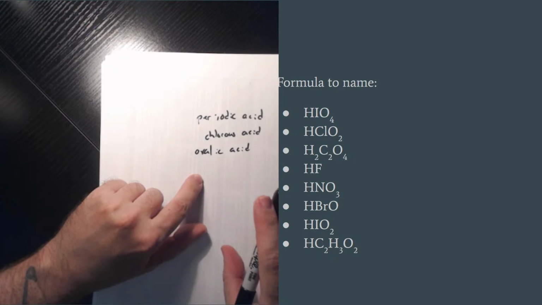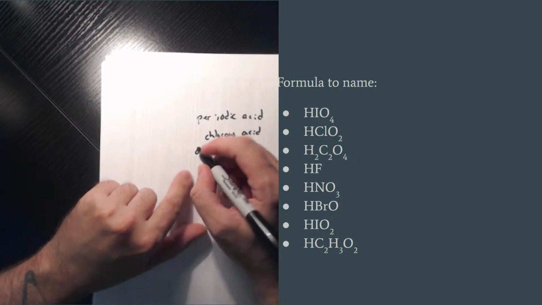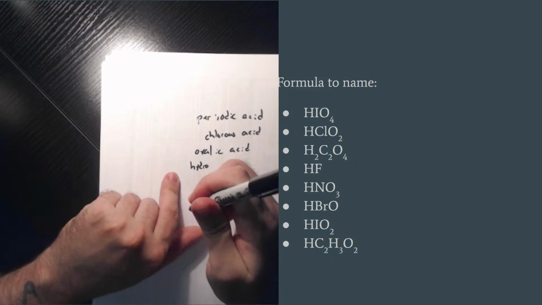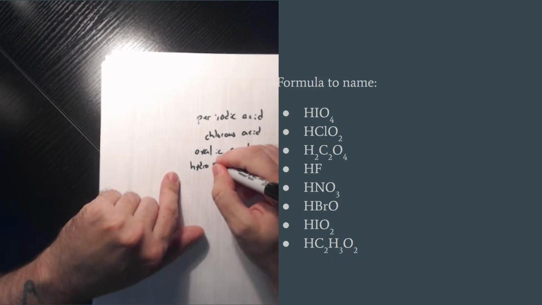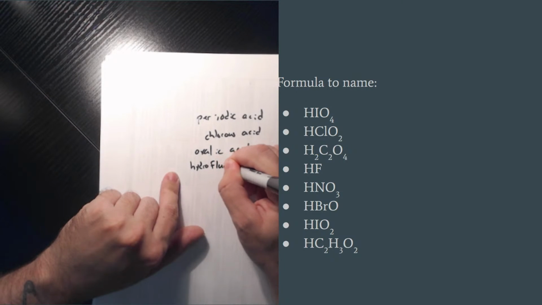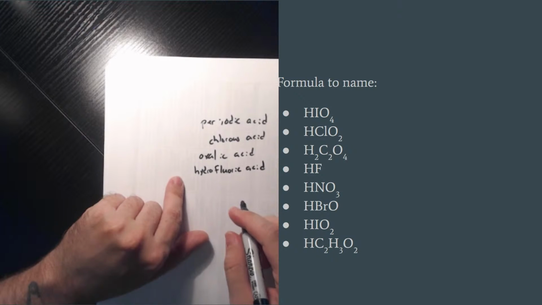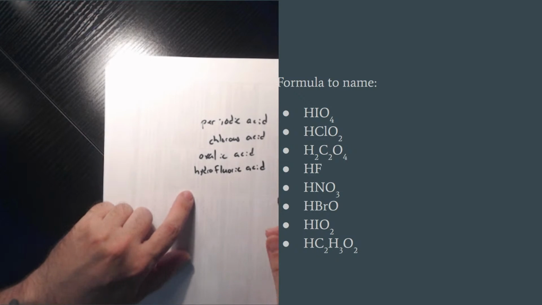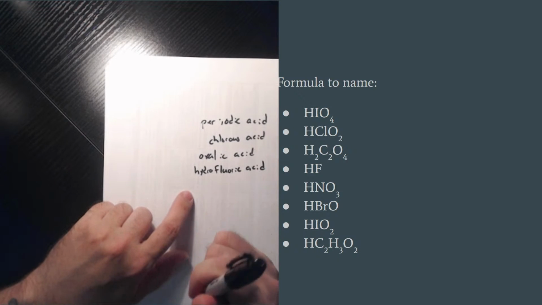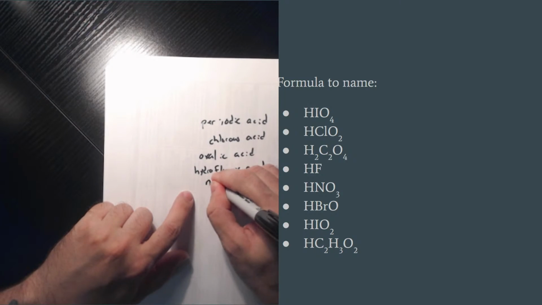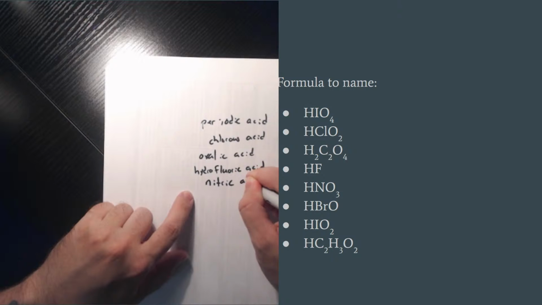Now we have a monatomic ion, so hydro. It's specifically paired with fluorine, so fluoride, hydrofluoric acid. That is what they use to etch glass. It's one of the few acids that will dissolve glass. Here we have hydrogen paired with a polyatomic ion again. Specifically, it's paired with nitrate, so that is nitric acid.